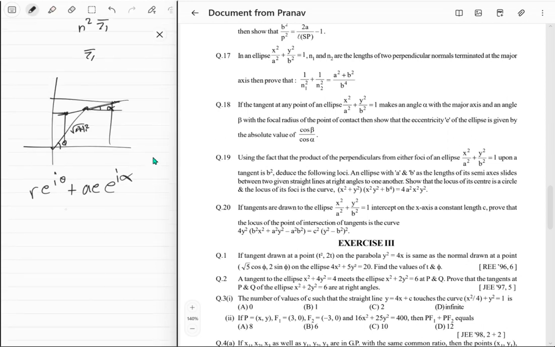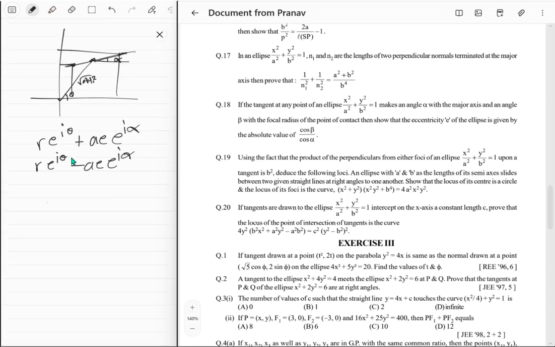And also you can do minus a e^(iα), right? And then r e^(iθ). So you want the product of the real part, and then the imaginary part, both must be b squared. That's important, right? Okay, so what does that mean?